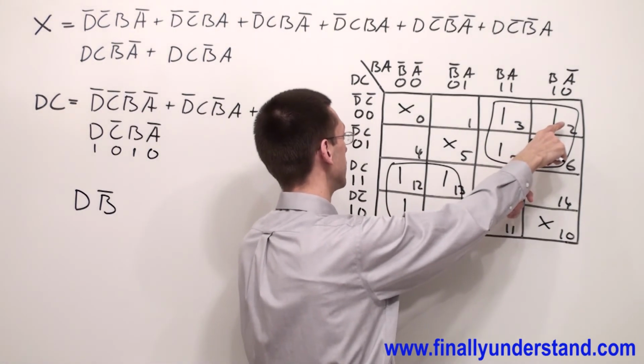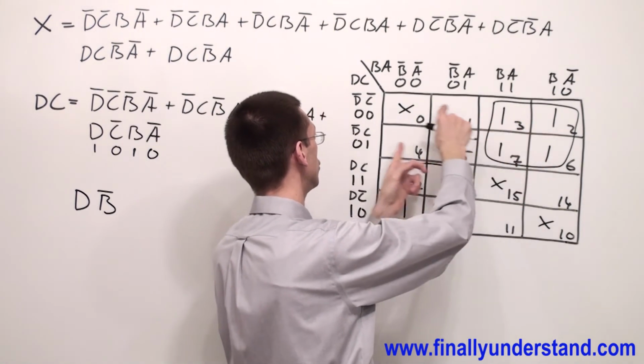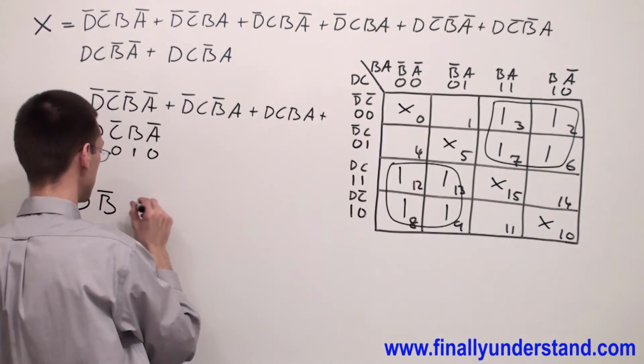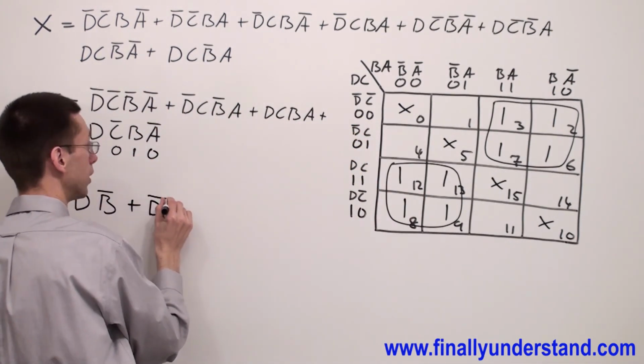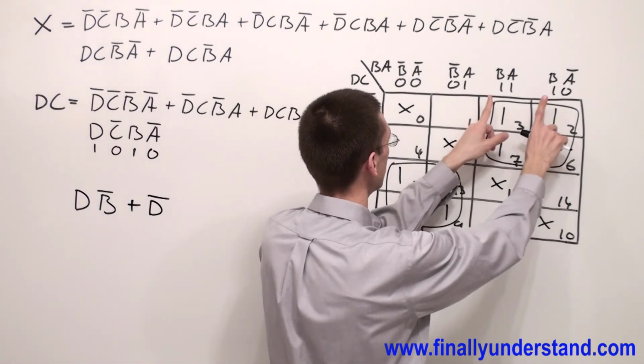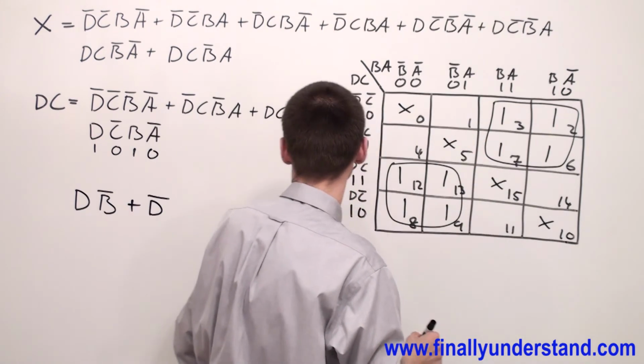Next, this group is placed in 2 rows. The common variable for these 2 rows is D naught. And this group is placed in 2 columns. The common variable for these 2 columns is B.